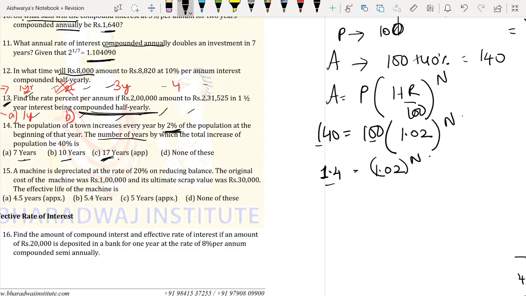So when you do additional 3 times, what you get is 1.400. So answer n is 17 years approximately. Are we clear?